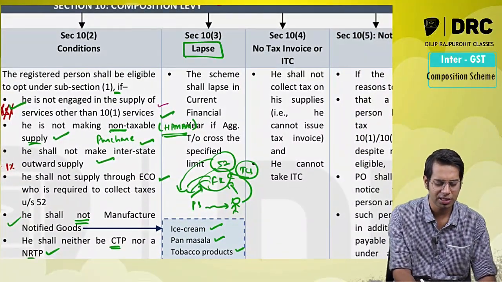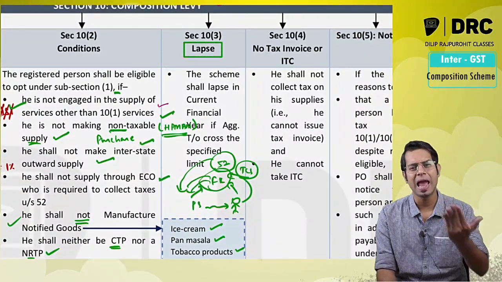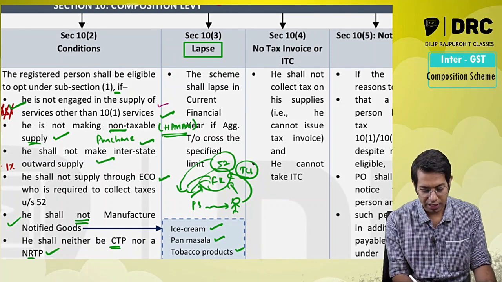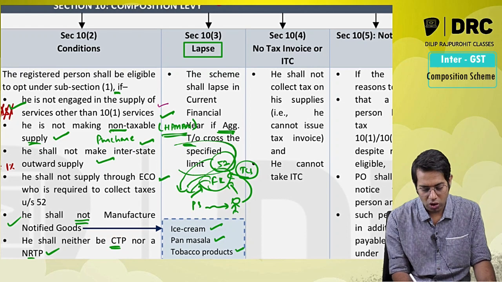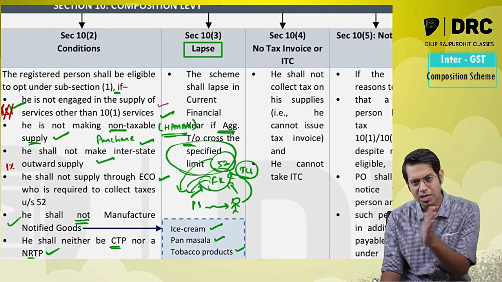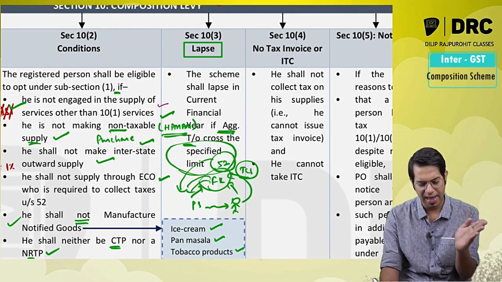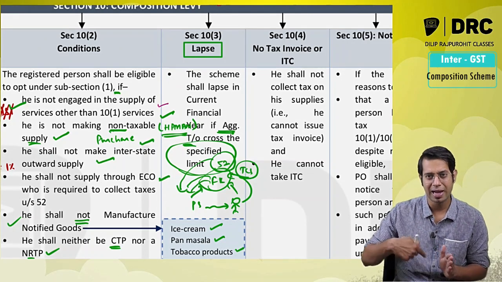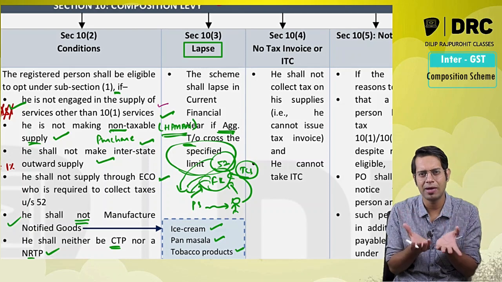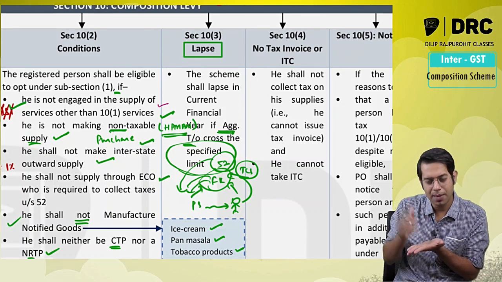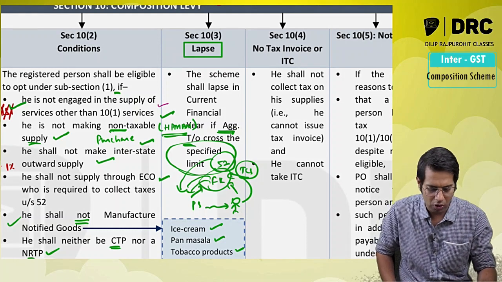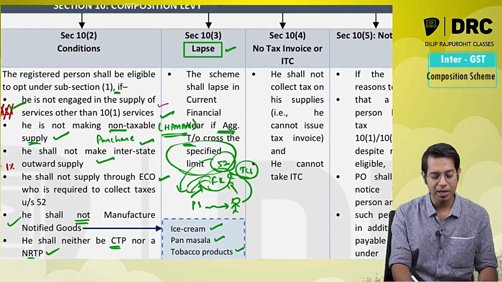Then section 10 subsection 3 says your composition scheme shall lapse in the current financial year if your aggregate turnover crosses the specified limit. If your aggregate turnover crosses the limit of 75 lakhs or 1.5 crores, or 50 lakhs in case of service provider, in the current financial year, say for example I have opted for the composition scheme and during the year my turnover crossed that particular limit, then I will no more be eligible to become a composition dealer, meaning my composition scheme shall lapse.